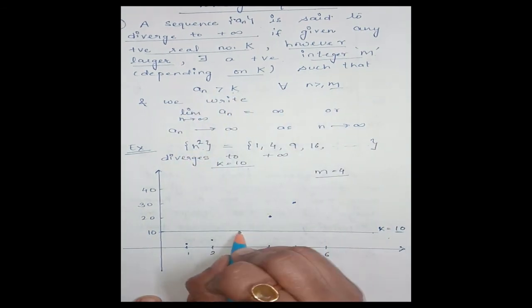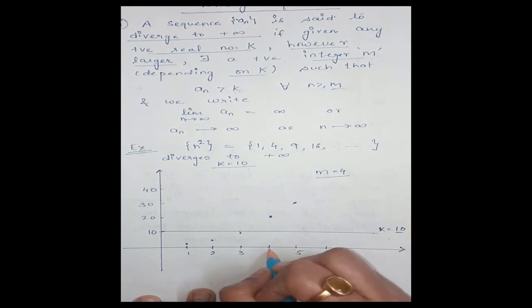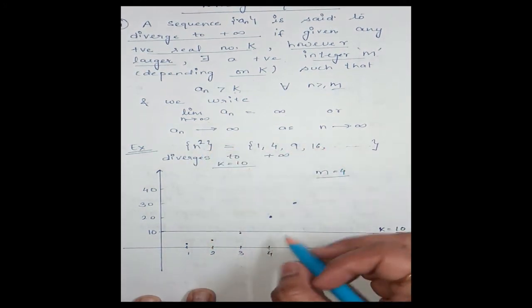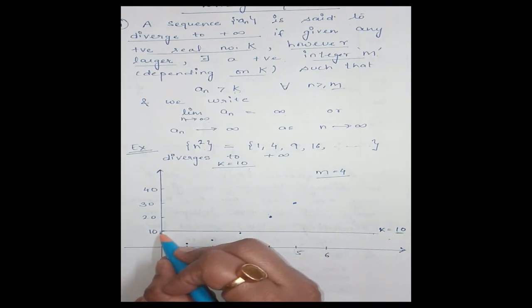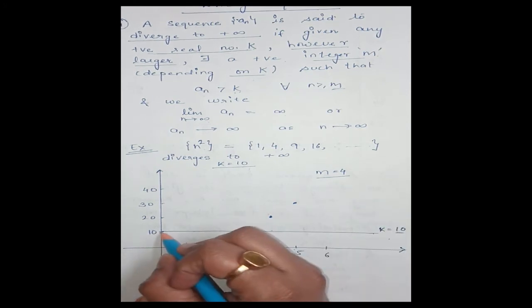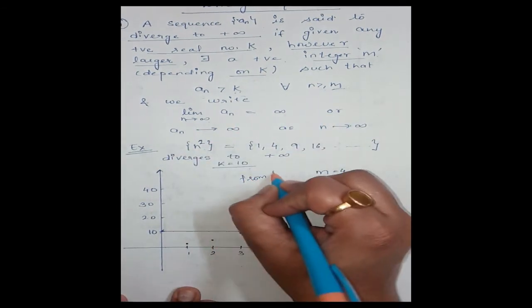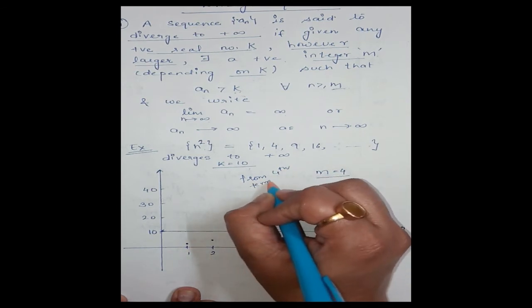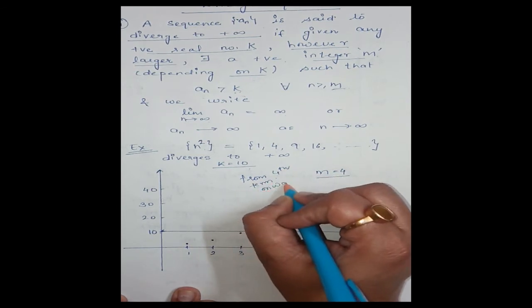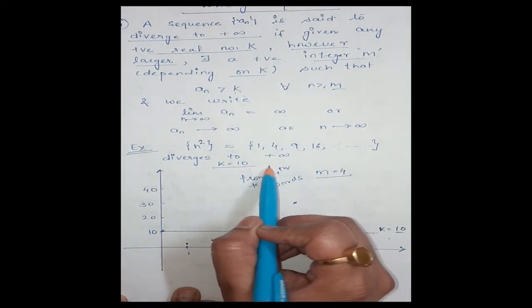Here, when we have taken k to be 10, then from the fourth term onwards, since for n equal to 4, n square is 16, which is more than 10. After the fourth term onwards, including the fourth term also, all terms are greater than k, an is greater than k. So I can say from the fourth term onwards, and here m is 4. Clear? When we have taken k as 10.